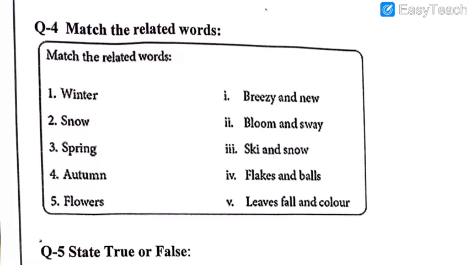So let's match it. Please check your answer also. Number 1, winter. It will be directly paired with ski and snow. Snowfall is there in the winter season sometimes and you can ski. Snow, obviously, will be matched with snowballs and snowflakes. Flakes and balls are written here. So which is of snow, that is why snow and these options are matching.